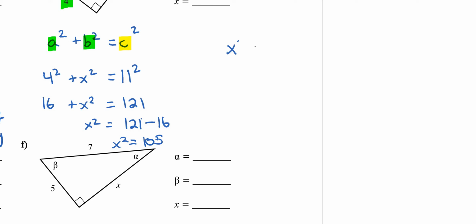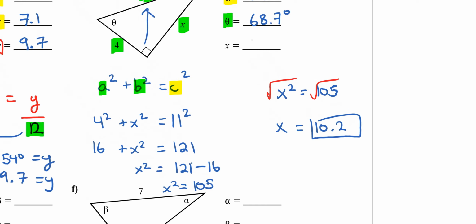So now when we have x squared equals 105, we can just take the square root of both sides. And on your calculator, the square root of 105 is going to be 10.2. So 10.2 is the value for x. So x has a value of 10.2.